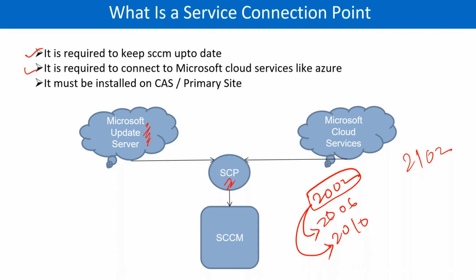Second, it is required to connect to Microsoft cloud services like Azure and Office 365. You can install the service connection point, which will help you communicate with Microsoft cloud services. It can be installed on a primary site and the central administration site. Got it?